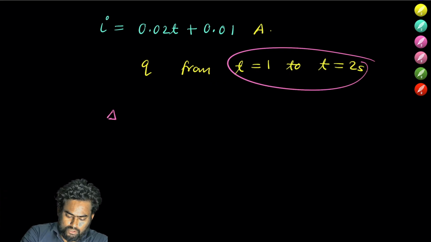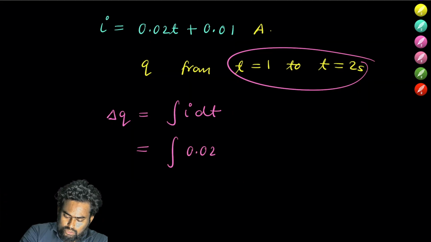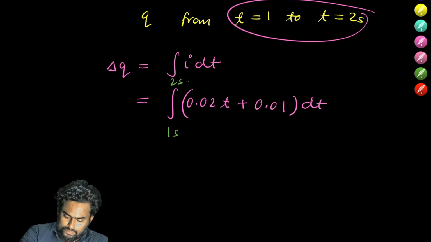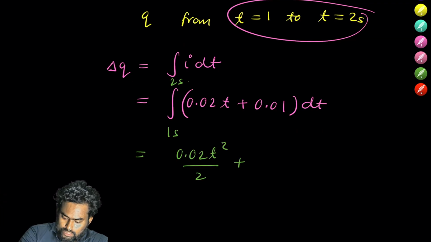Okay, so we have the charge formula. Charge flow will be given by the integral of I dt. Simple. Now integration of current. Current is given as 0.02 t plus 0.01, into dt. The integration limit will be from 1 second to 2 seconds. Okay. So from here we will get 0.02 t square by 2 plus 0.01 into t, from 1 to 2.